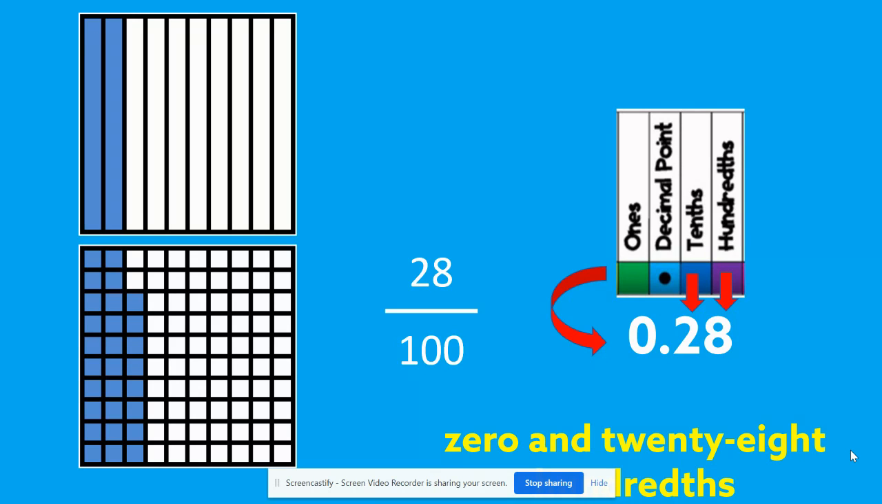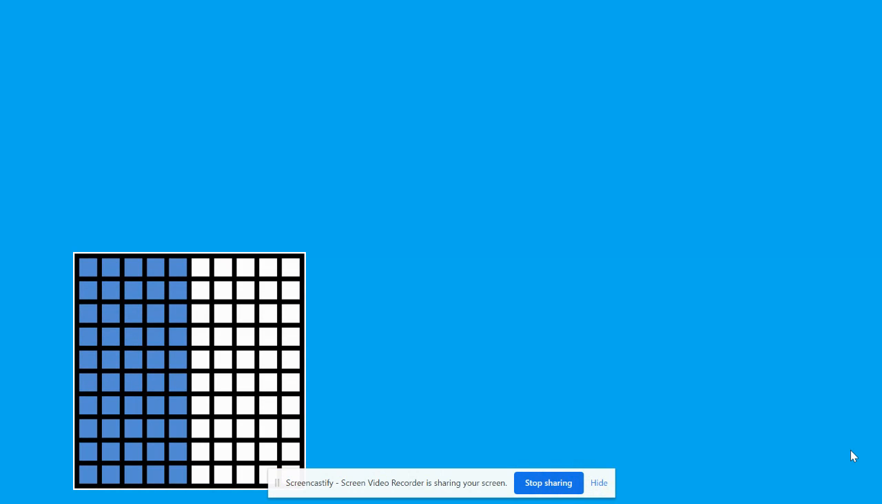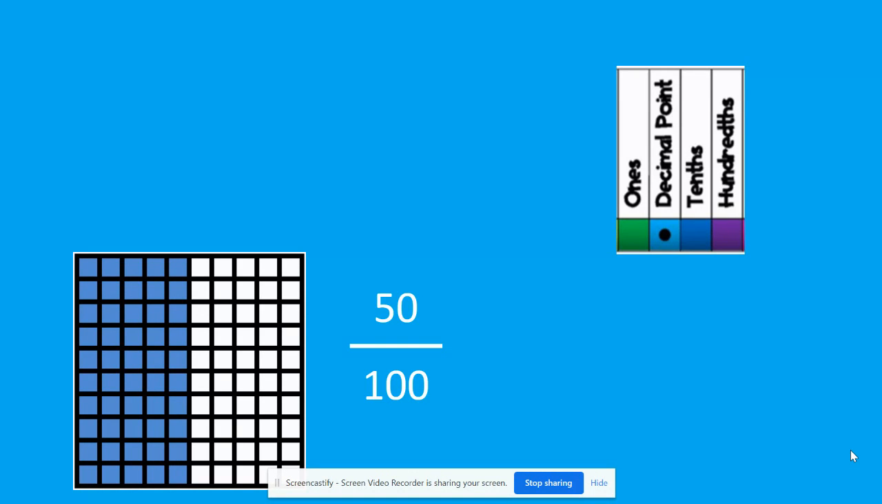Remember, this is not 0.28. This is not 0 and 2 tenths 8 hundredths. You just read the whole thing, 0 and 28 hundredths. So let's try this one. If I look at this model, I can tell, just by looking at it, this is 1/2. But if I was writing it in my denominator of 100, I would say this is 50 out of 100, or 50 hundredths. And for my place value, I have 5 tenths and no extra hundredths.